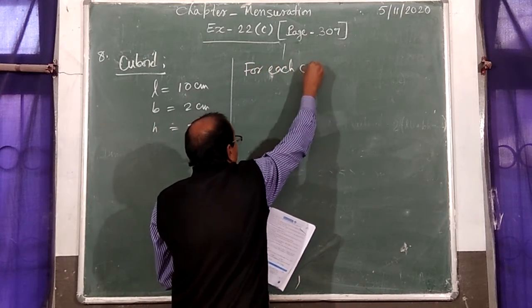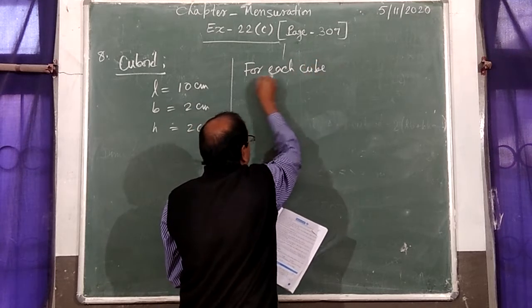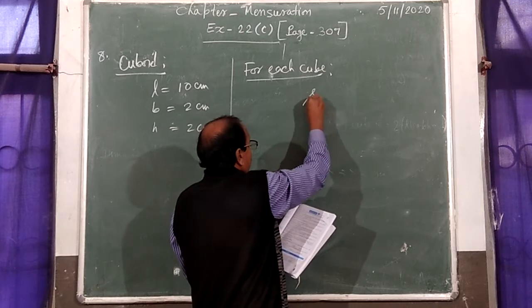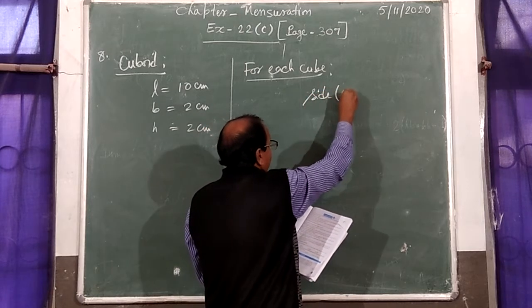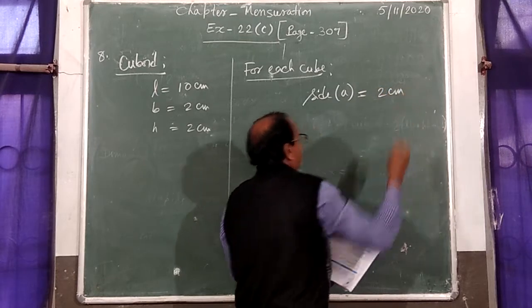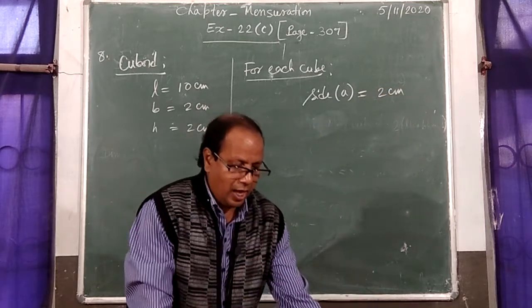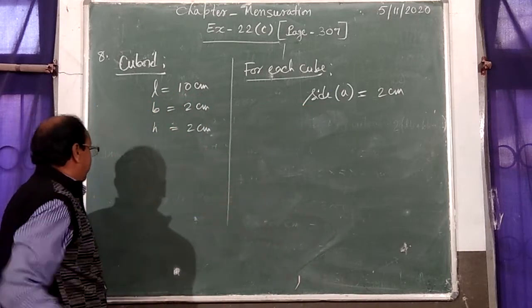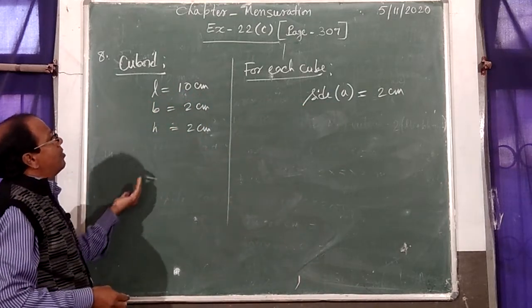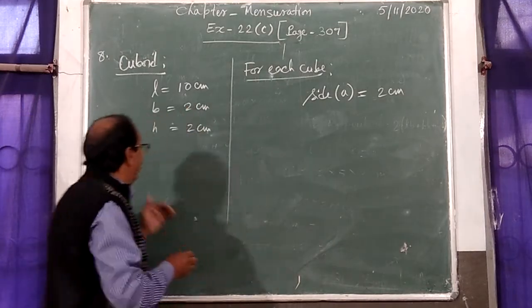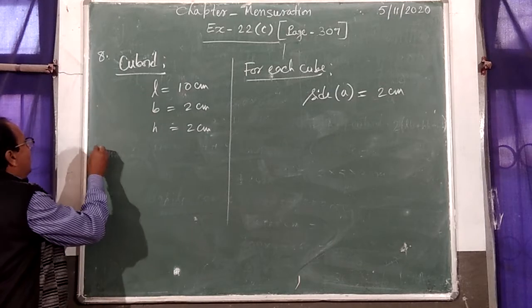For each cube, the side is given. Side means you can assume as small a is 2 cm. So we have got the whole question here only. Now we have to just work out. Since we need to find out the ratio of the total surface area, let us go for the total surface area.